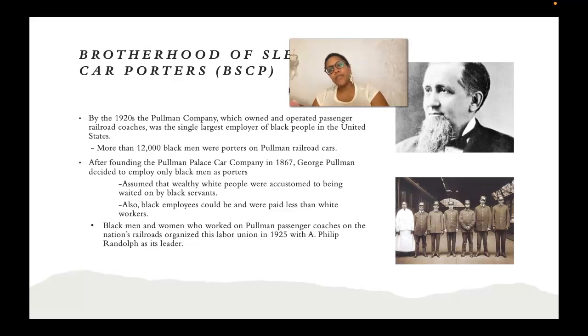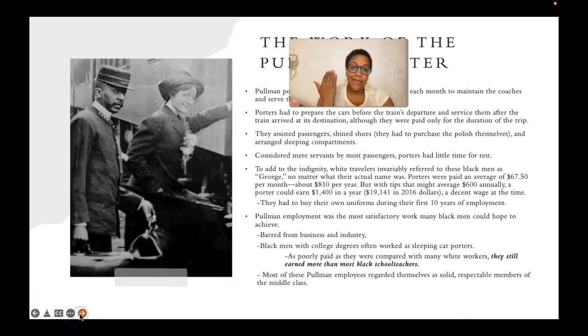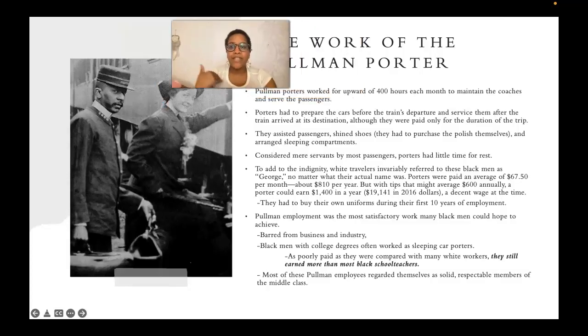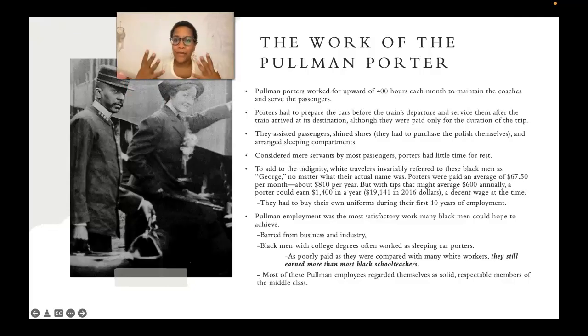And so you have black men and women who worked on Pullman passenger coaches on the nation's railroads, organizing a labor union in 1925 with A. Philip Randolph at the helm. So let's talk about this a little bit more. So in relation to the labor of a Pullman porter, right?